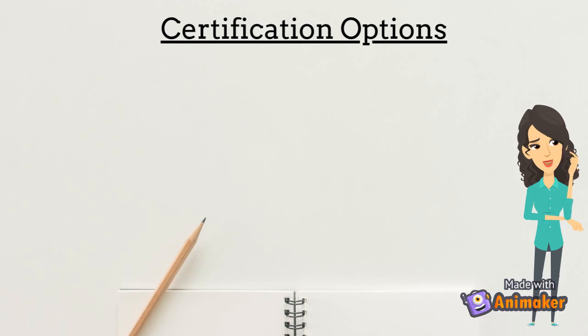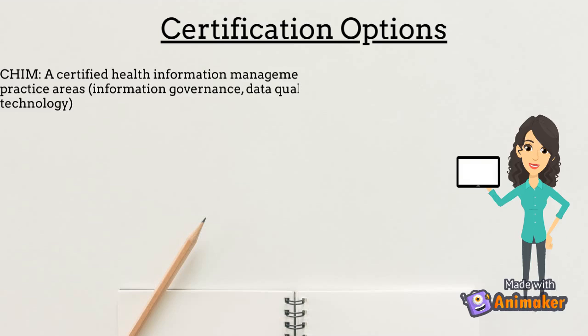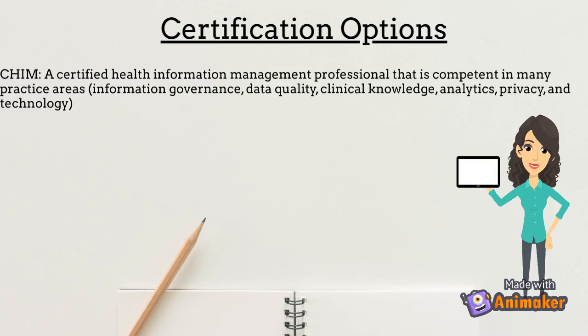In the last step of becoming a part of the HIM profession, you may have realized that I mentioned how you can be certified through the choice of your certification. CHIMA offers a variety of certification options. The first being a CHIM professional, which is a certified health information management individual that is competent in many areas like governance, data quality, clinical knowledge, analytics, privacy, and technology.